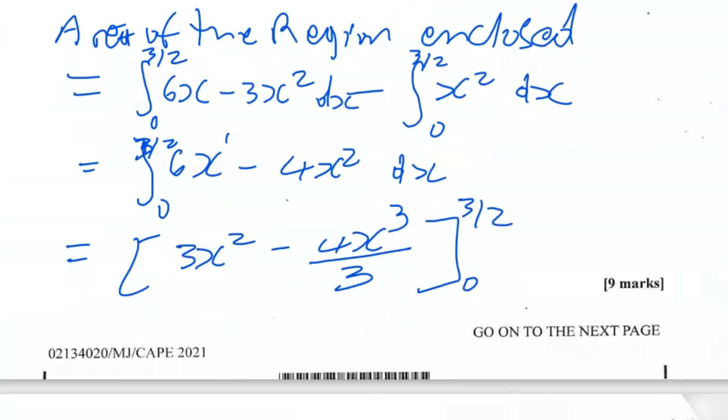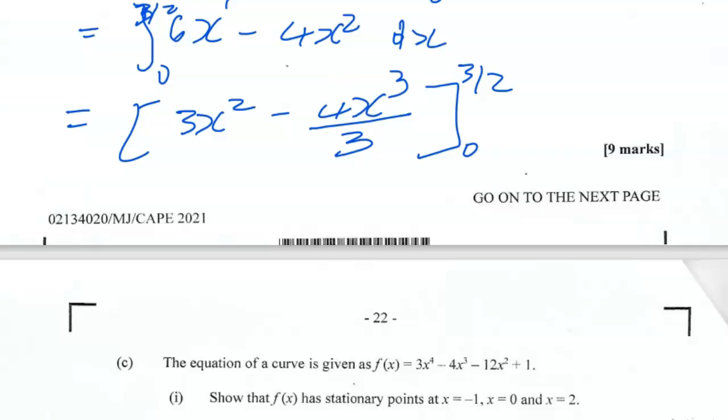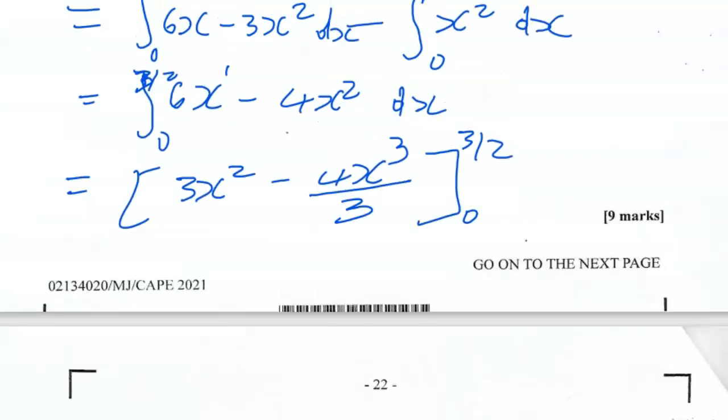So now let us make our substitution. I'm running out of space. So we form two brackets. In one bracket, you replace x with 1.5 or 3 over 2. In the other bracket, you replace x with 0. Now when you replace x with 0, everything is going to become 0. So it's really just 1.5, or 3 over 2 if you prefer.